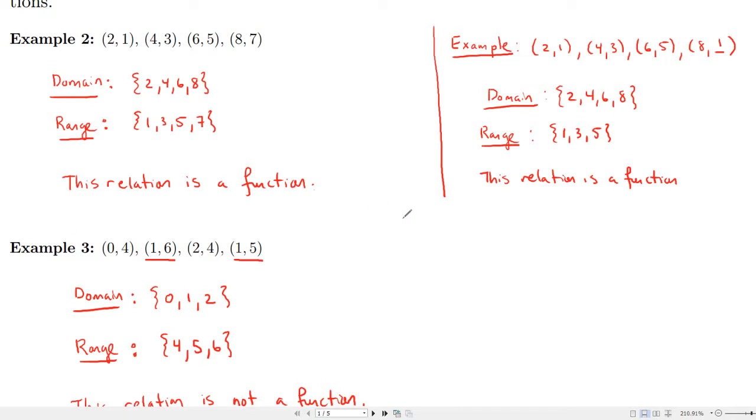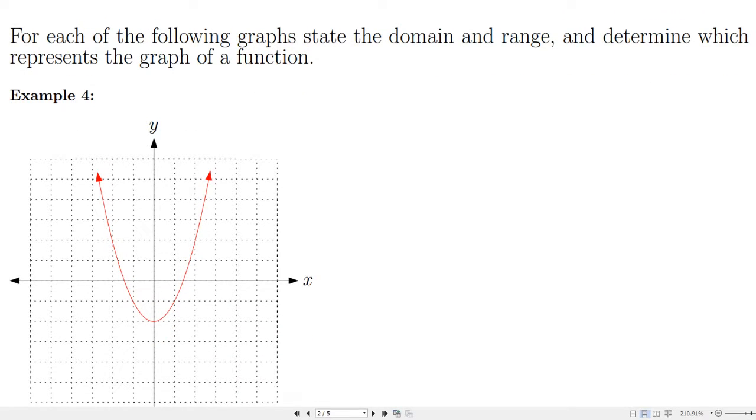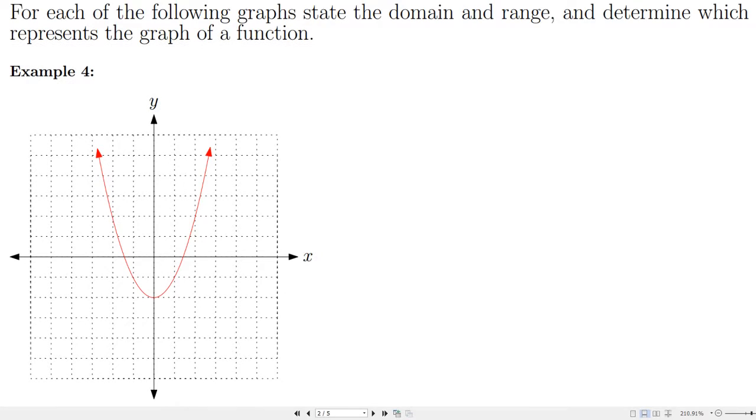Okay, so let's continue. So now we're going to start with, for each of the following graphs, we're going to give you a graph, and we want to find from the graph what's the domain and the range and determine which represents the graph of a function. So in this first example, we have this red curve, and these arrows are indicating that drawing would continue forever in that specified direction.